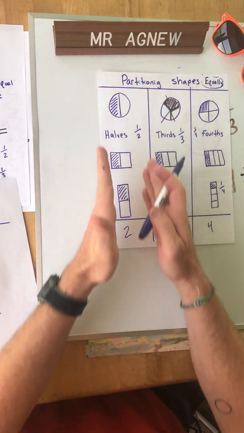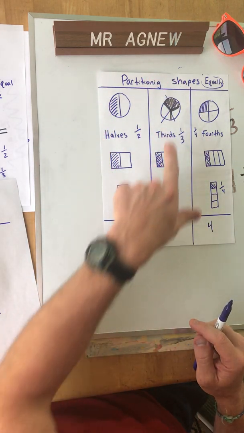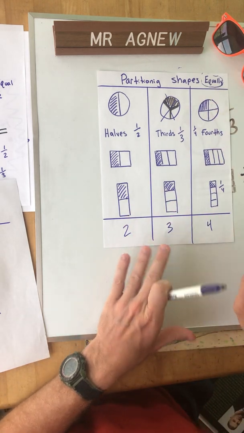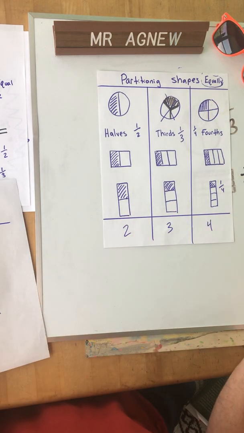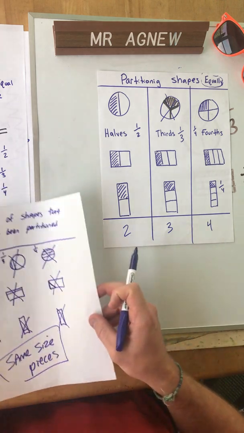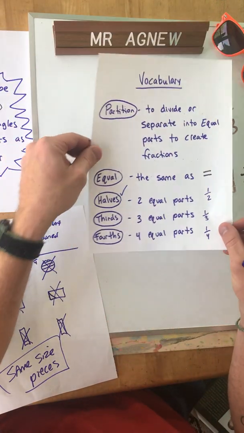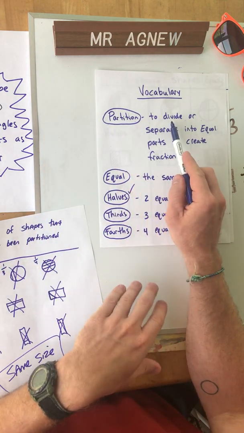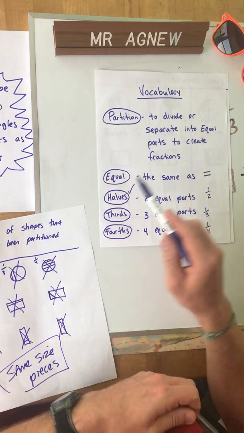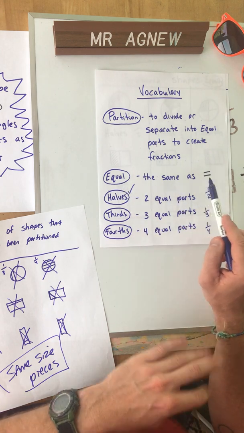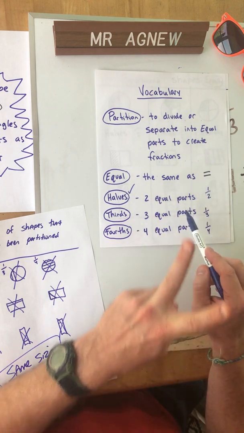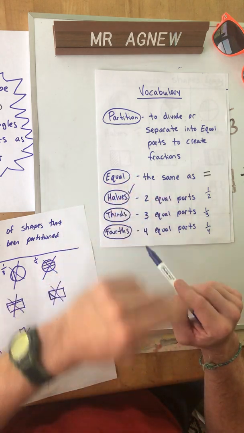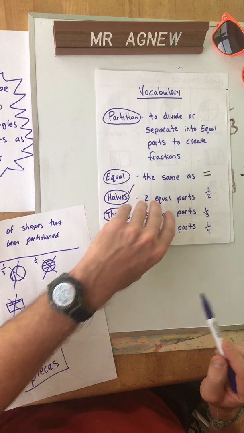Remember, this column is halves. This column, thirds. This column, fourths. Pause it if you need to. If you need to go back to your vocabulary list, let's take a look at our vocabulary. To partition is to divide or separate. We learned that. Equal, the same as. Halves, 2 equal parts. Thirds, 3 equal parts. Fourths, 4 equal parts. Okay?